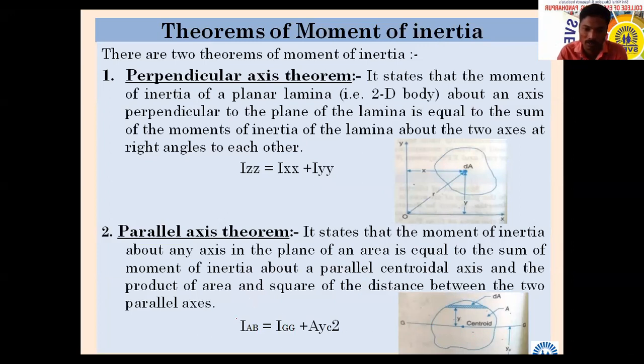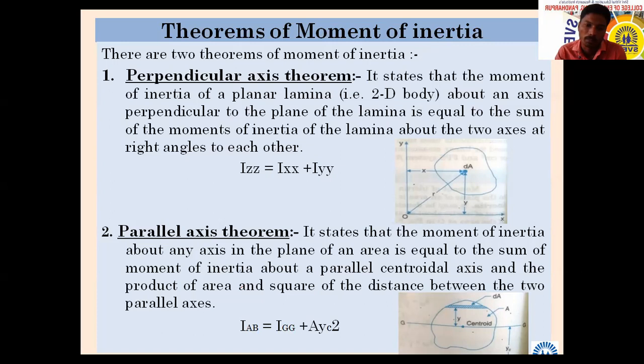How to apply this parallel axis theorem and perpendicular axis theorem? For the perpendicular axis theorem, once we want to find the polar moment of inertia, simply we have to add the moment with respect to the x-axis and the y-axis. Once we add, it will give the polar moment of inertia. That is the perpendicular axis theorem. Just two moments we want to add.